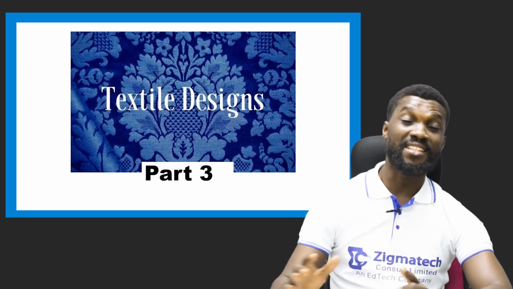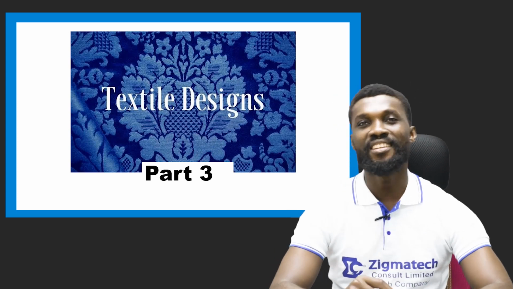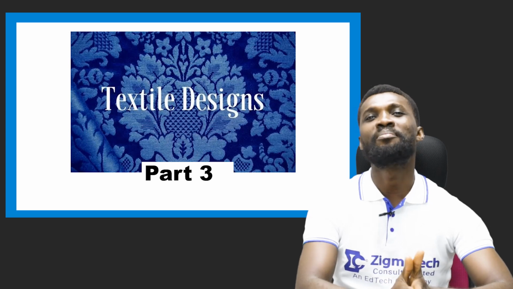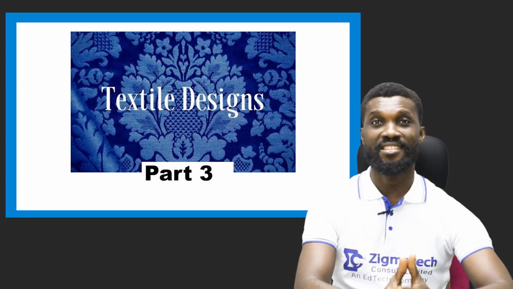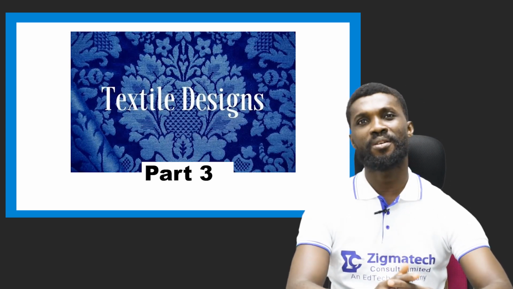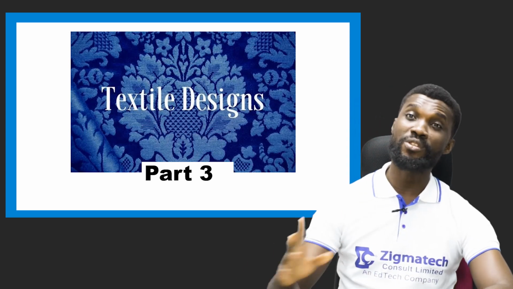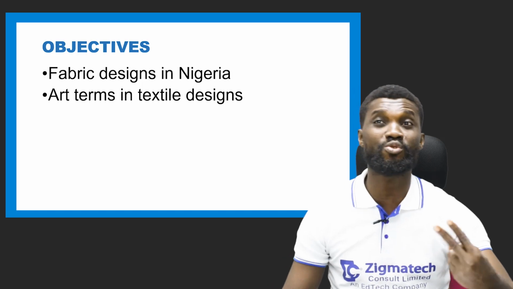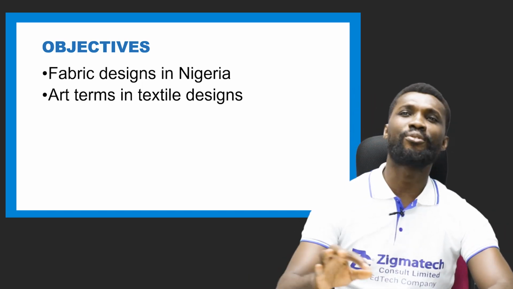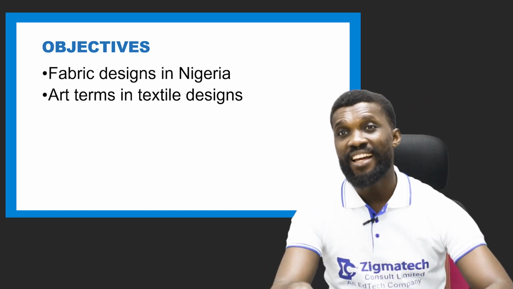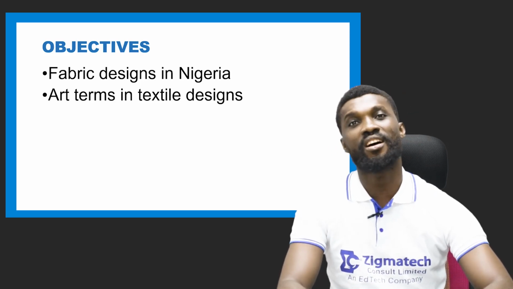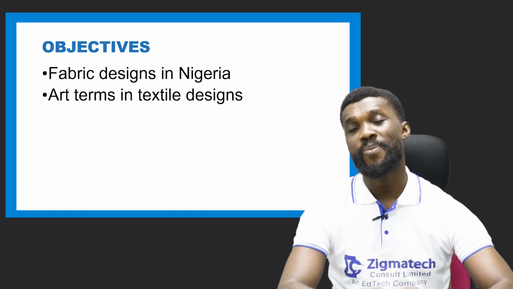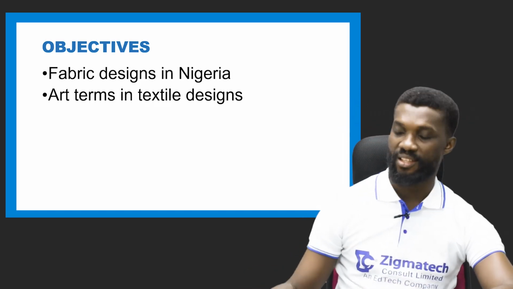Now we are in part 3 of the textile design. What exactly makes a beautiful textile design? Those are the things we're going to talk about in the course of the study. Without any further wasting of our time, let's get started. We are going to look at just 2 major objectives: the fabric design in Nigeria and the art terms in textile design. Those are the things we are going to look at in the course of the study.